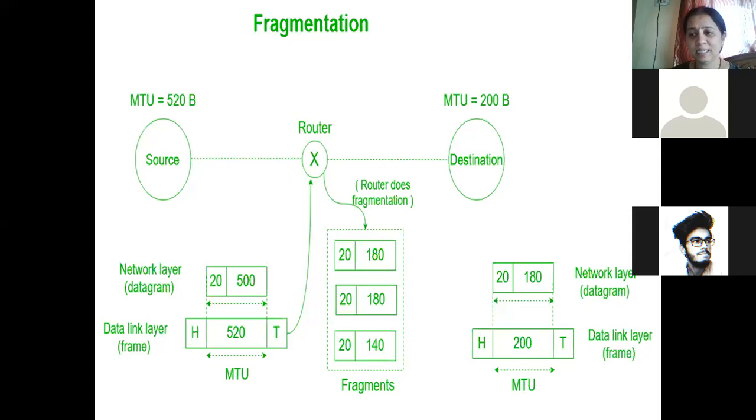But the destination can accept data whose maximum transmission unit, MTU, is 200 bytes. So sender's packet size is 520 bytes. Receiver's packet size is 200 bytes. Now what happens? The source will create a packet or a datagram in the network layer. Can you all see in the diagram? The source in the network layer will create a datagram. 500 bytes data part, 20 bytes header part, no optional part.